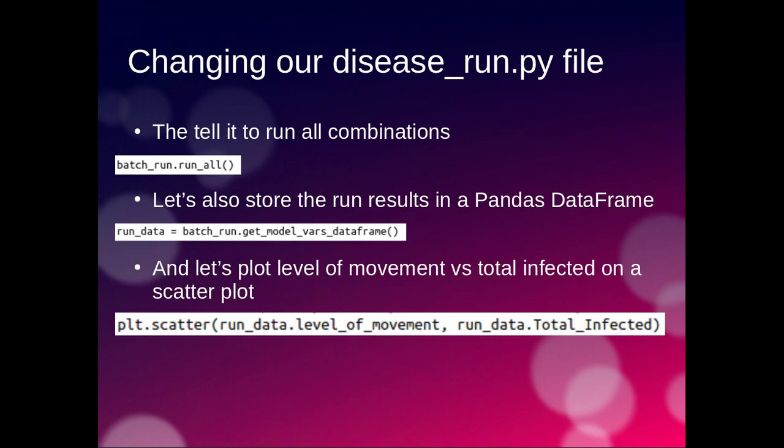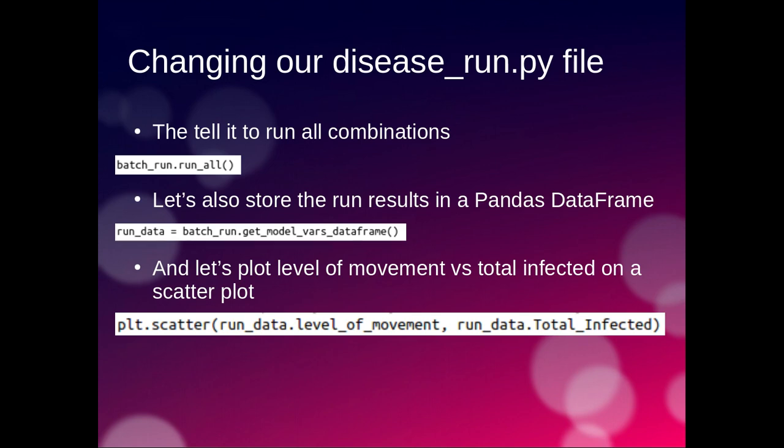And then at the end, let's throw in a scatter plot using matplotlib. So remember we imported matplotlib.pyplot as plt. So we just say plt.scatter, so we're going to do a scatter graph of movement versus total infected. So do a scatter graph, and here's the things we want to plot. We want to plot the level of movement from the run data and total infected from the run data.